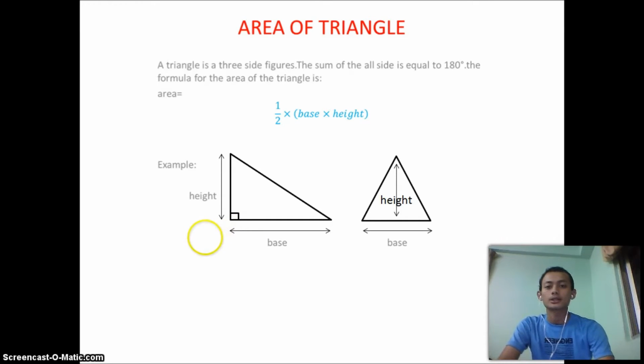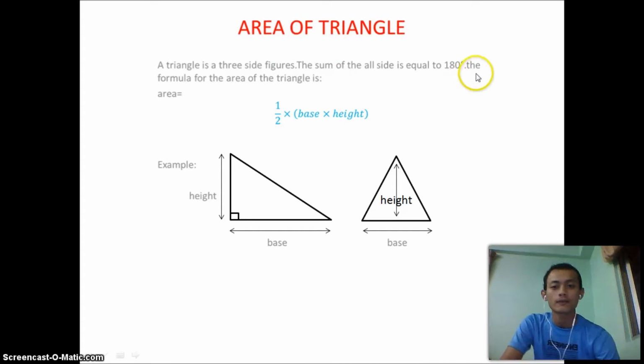What is a triangle? A triangle is a three-sided figure. The sum of all angles is equal to 180 degrees. The formula for the area of a triangle is base times height divided by 2. As you can see here, this is an example of a triangle. Identify the height and the base length.